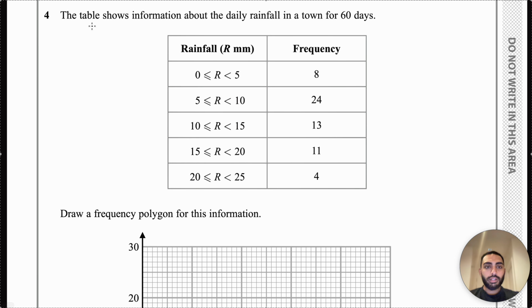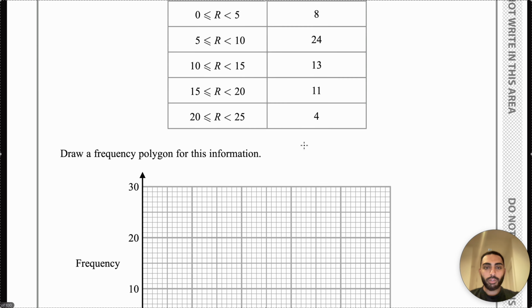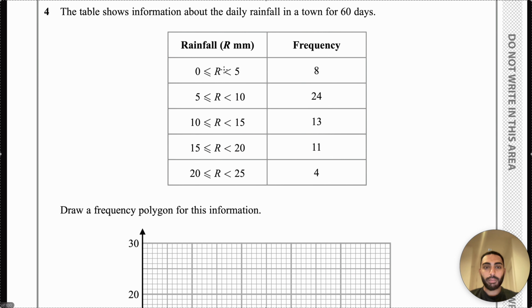Question 4. The table shows information about daily rainfall in a town for 60 days. Draw a frequency polygon for this information. Whenever we're drawing frequency polygons, we always need the midpoints. So I'm not going to plot at 0, 5. I need to plot at 2.5 and 8. For this one, between 5 and 10, it would be 7.5.